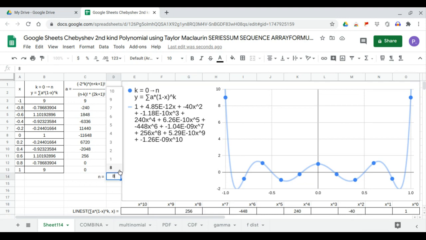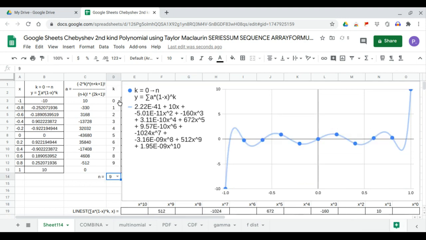At n equals 9, the Chebyshev second kind polynomial y equals 10x minus 160x cubed plus 672x to the fifth minus 1024x to the seventh plus 512x to the ninth.